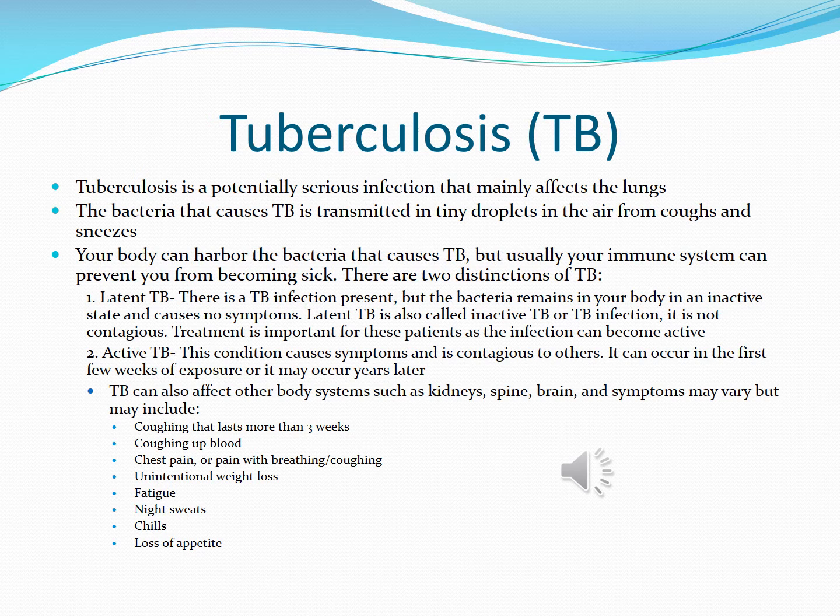This causes no symptoms, but this does require treatment as soon as possible because the infection can become active at any time. Active TB is a condition that causes symptoms and is very contagious to others. It can occur within the first few weeks of exposure, or it may occur years later. TB can also affect other body systems such as kidneys, the nervous system, and others.